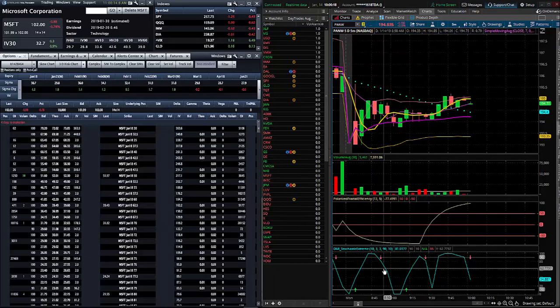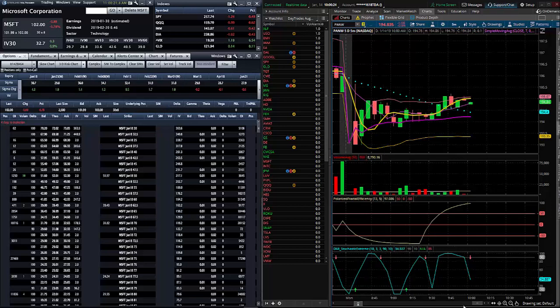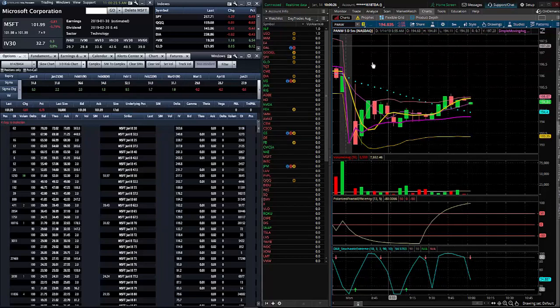This is what we're going to see 80%, 90% of the time in the room. And let's go over the components of this and what we're actually looking for. Okay, so the price here.